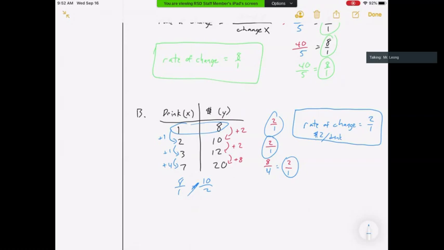Okay, now, what does it mean from a graph? Really quick, let's look at what it looks like from a graph.